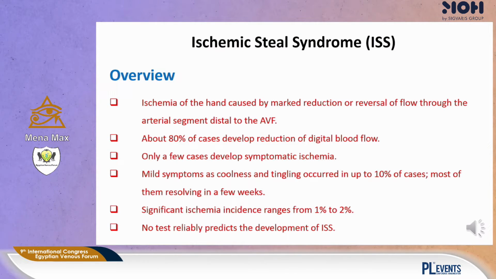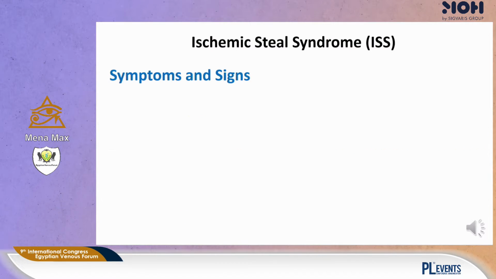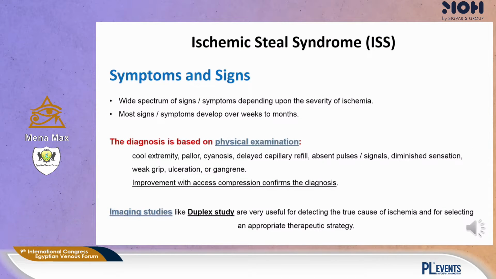Please remember, no test can predict development of ischemic steal syndrome. Grades of ischemia: grade 0, no symptoms; grade 1, mild; grade 2, moderate; grade 3, severe. We have a wide range of signs and symptoms according to the severity of the ischemia. Diagnosis is based on physical examination. Improvement of the symptoms with access compression confirms the diagnosis. Duplex study is useful for detection of the cause of the ischemia and planning of the treatment.